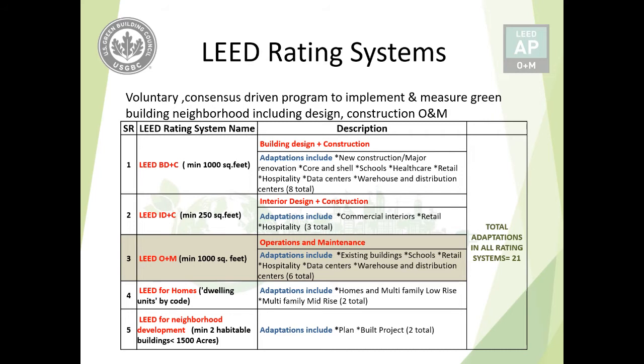As I said, I'd be comparing a little with BD+C because the prerequisite to this course is the Green Associate, which is a subset of BD+C. So the first comparison would be the adaptations. You can see that New Construction and Major Renovation is being replaced by Existing Buildings, which makes perfect sense, and Core and Shell has been completely omitted, because Core and Shell means that somebody has to come and rent or lease the area, whereas Operations and Maintenance is for the existing running facility, so Core and Shell is omitted.